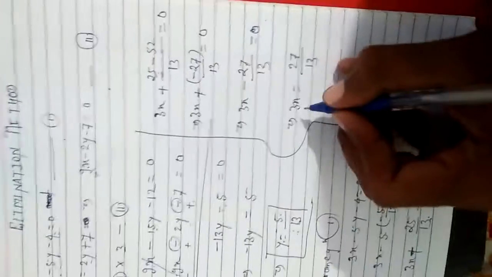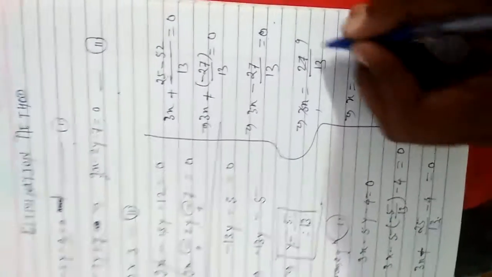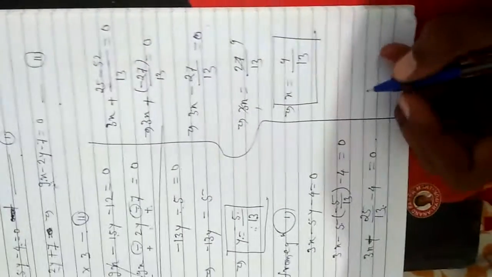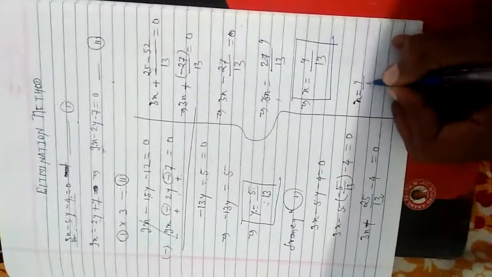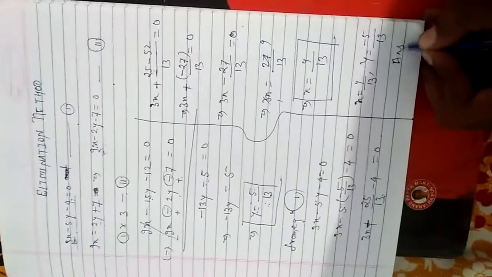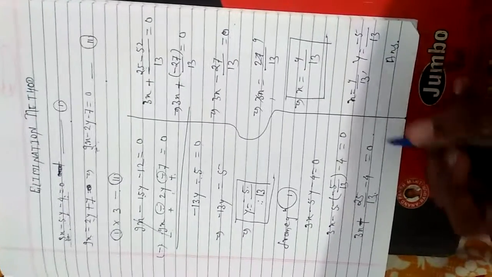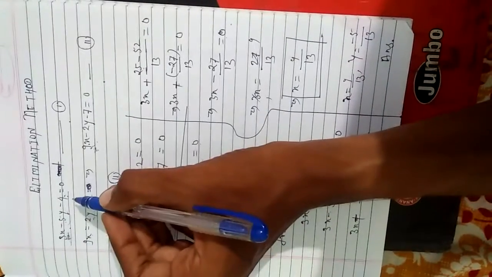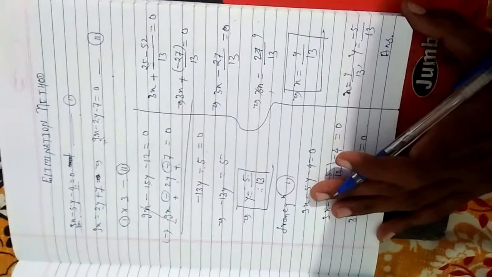Okay, so here 3 ones are 3 and 3 nines are 27. So here x is left and this is 9 by 13. So this is your value of x. So here we got the value of x equals 9 by 13 and the value of y equals minus 5 by 13. This is our answer. Okay, so this way you can use the elimination method in any pair of linear equations in two variables. Okay, so this is your elimination method.